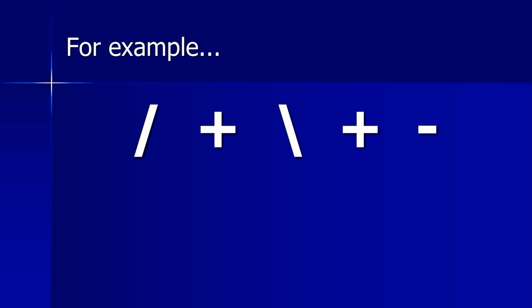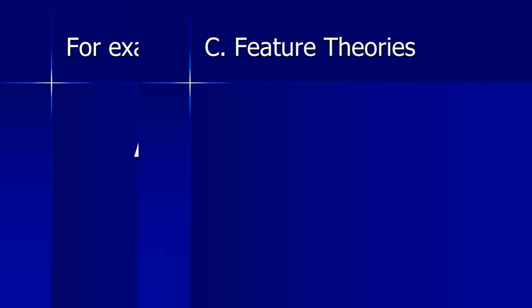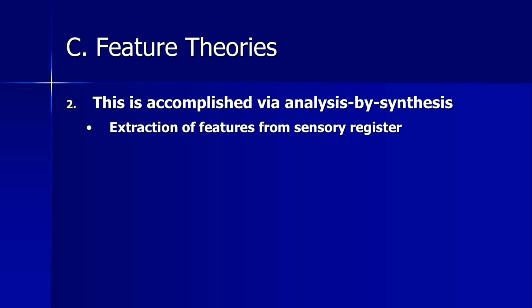So this is the basic idea. Put all these features together, we end up with the letter A. Relatively straightforward idea. This is accomplished by what we call analysis by synthesis, where the features are extracted from what we call the sensory register.